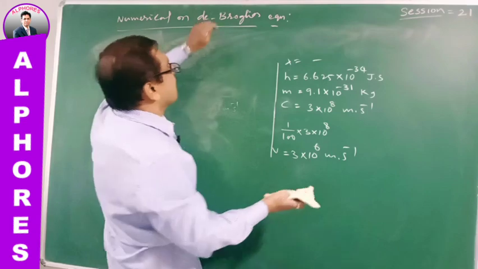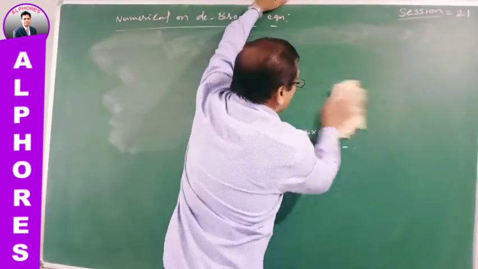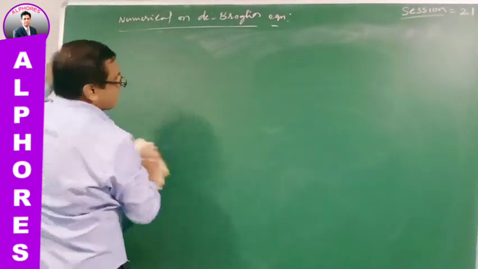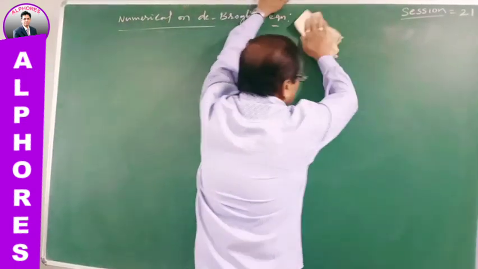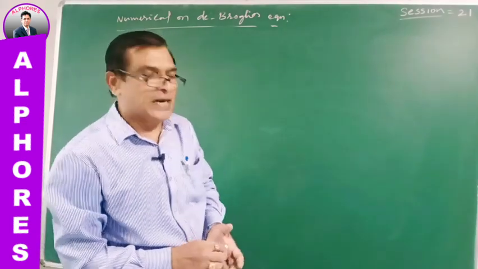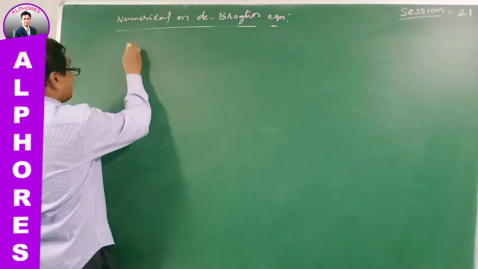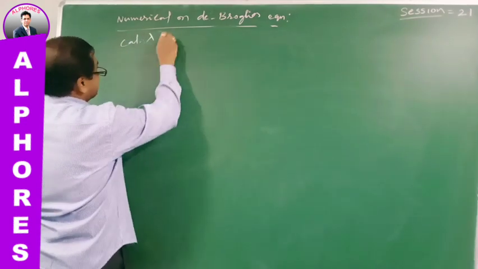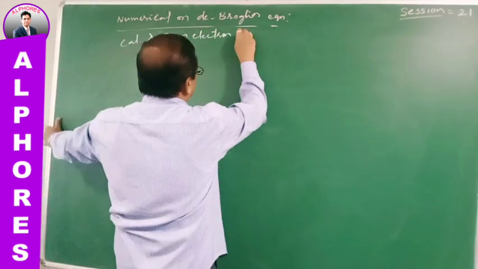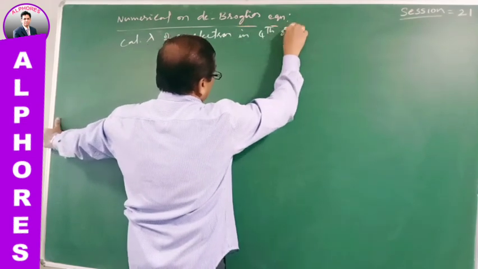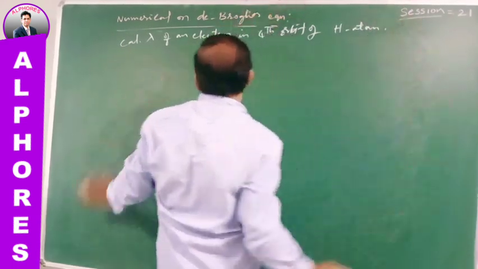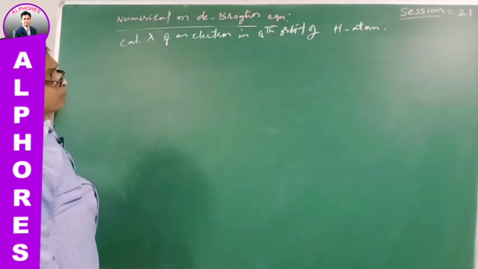Calculate de Broglie's wavelength of an electron in the fourth orbit of hydrogen atom. I repeat, calculate de Broglie's wavelength of an electron in the fourth orbit of hydrogen atom. So lambda is equal to, we have to find in the fourth orbit of hydrogen atom.